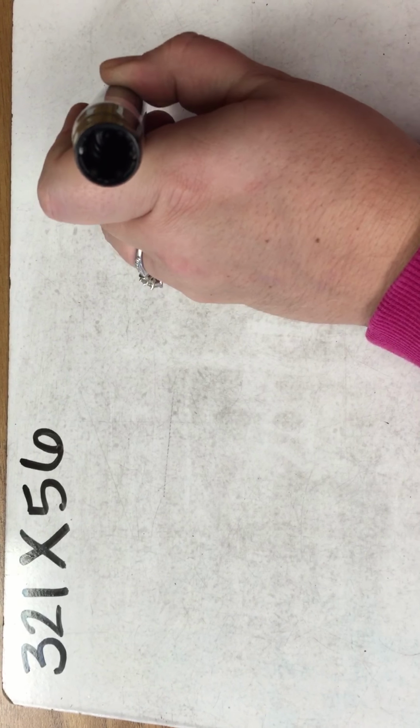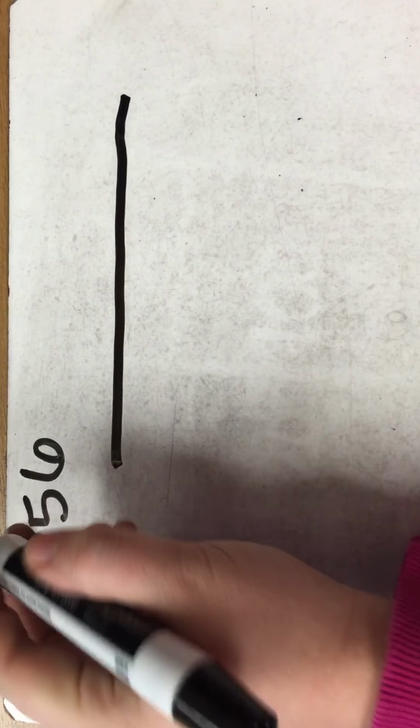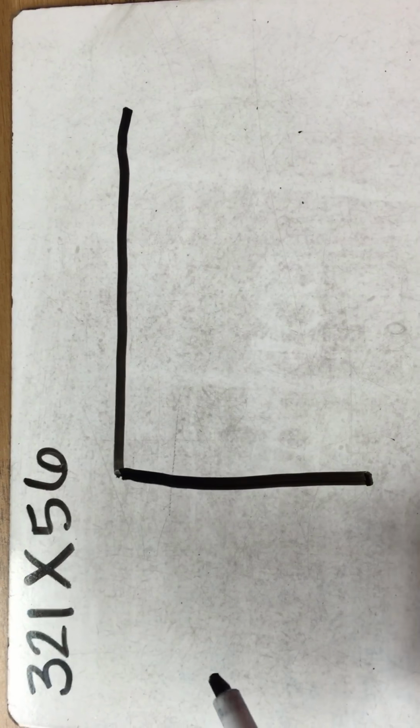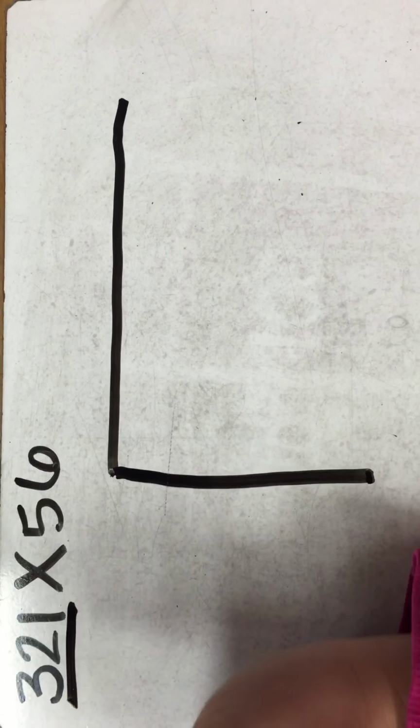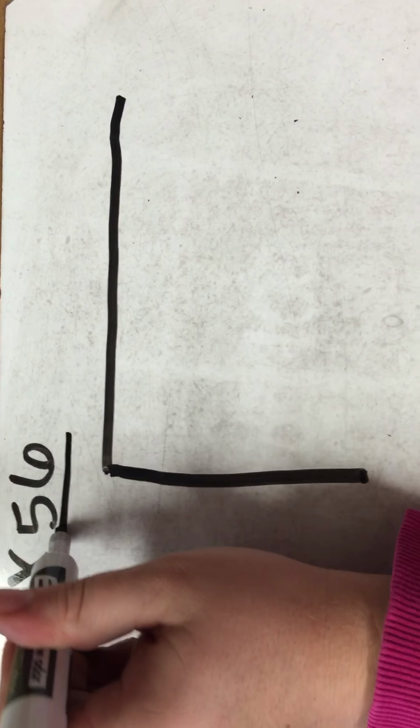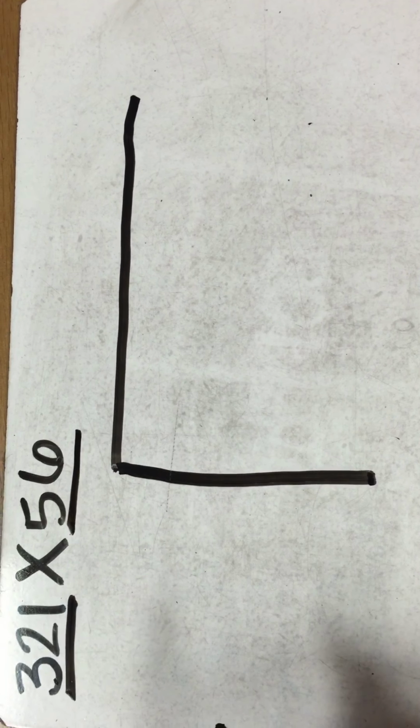We will model the multiplication problem 321 times 56. And again, 321 times 56 can be done as an algorithm, but another strategy to solving this problem is through an area model or a box model. To draw this area model today, I'm going to make my area model wider rather than longer because I have 3 digits in my first factor and 2 digits in my second factor.